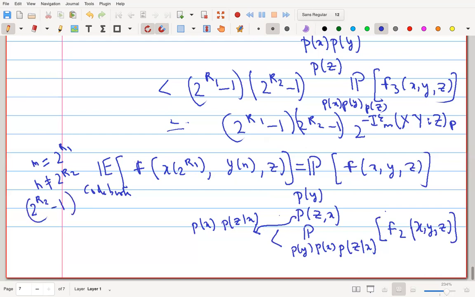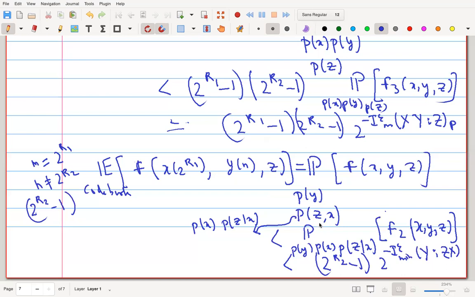So this is less than 2 to the R2 minus 1 candidates, and the probability that it fools F2 will be 2 to the minus I epsilon min Y to Zx. So the negative hypothesis will be like the product distributions on Y and Zx. Even clearer, the product distribution Y and the joint distribution Zx.